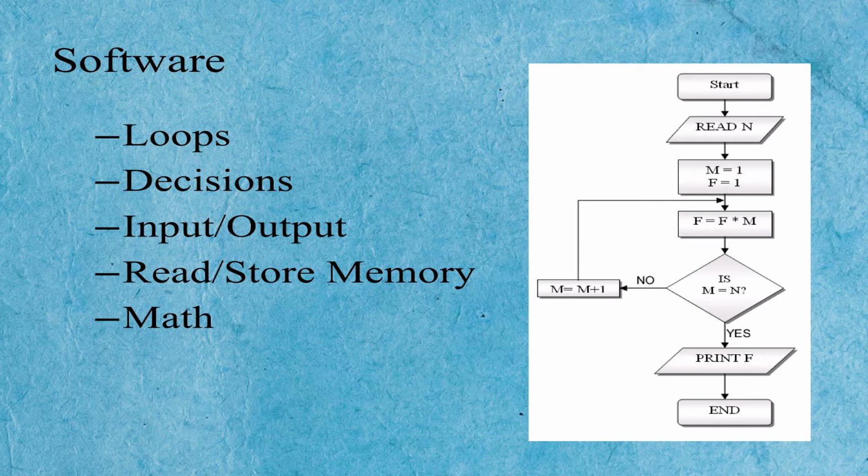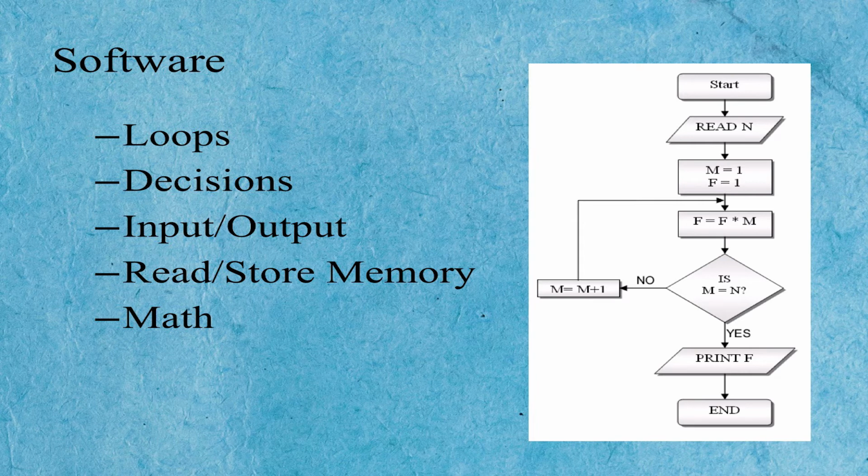And then another thing that software has to do is read from memory and also store information into memory that we want to use later. And then finally, software does the math. So that again, that happens in the arithmetic processor part of the CPU, or the arithmetic logic unit, the ALU part of the CPU. That's where the math gets done.